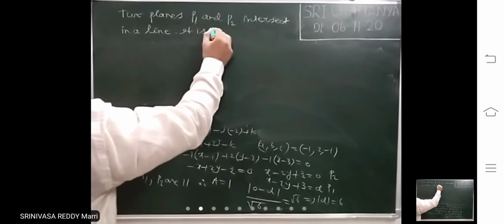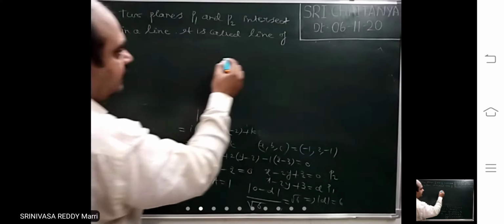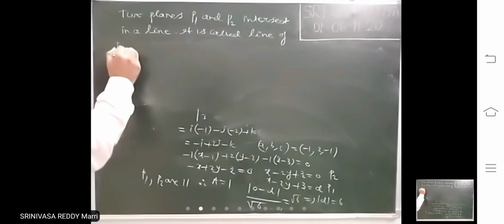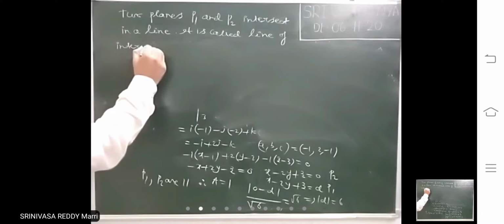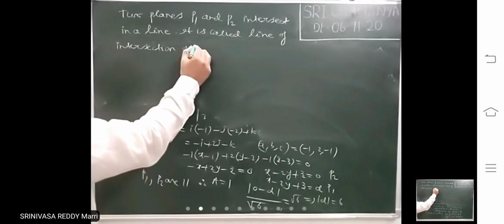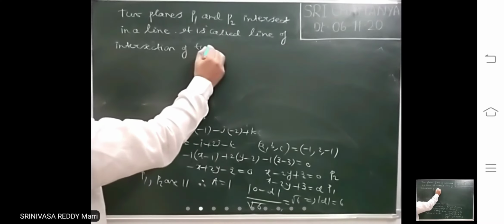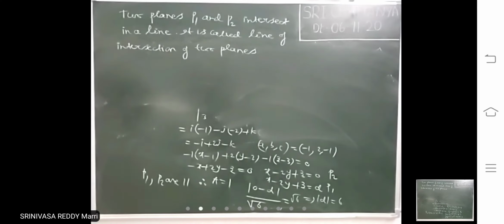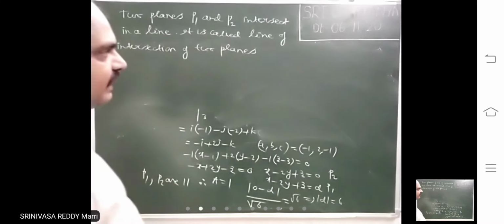It is called the line of intersection. Line of intersection of two planes. Look at it: if there are two planes, they will intersect in a line.